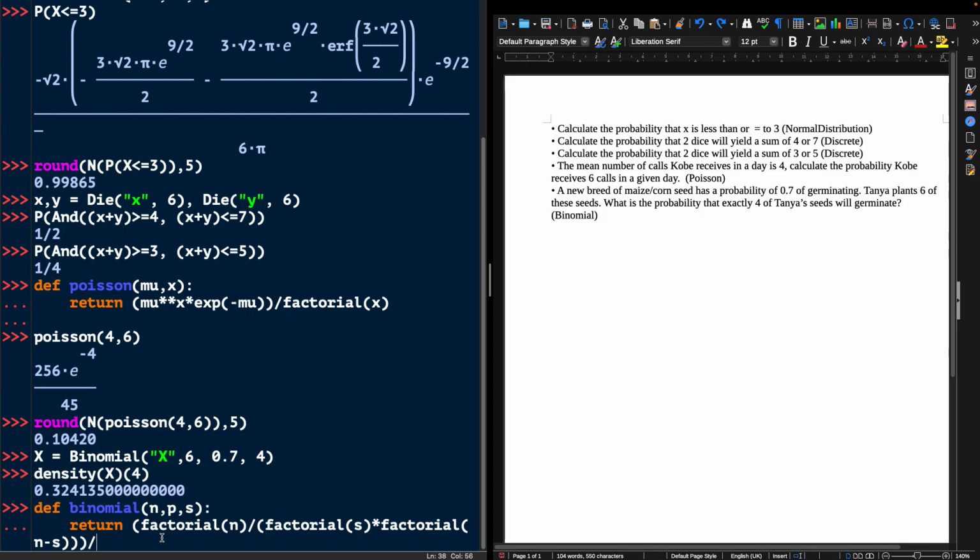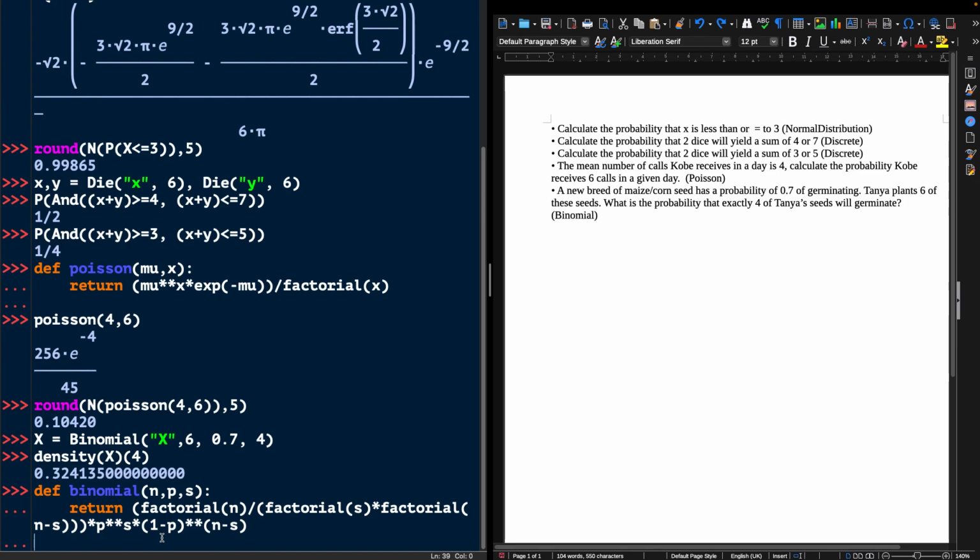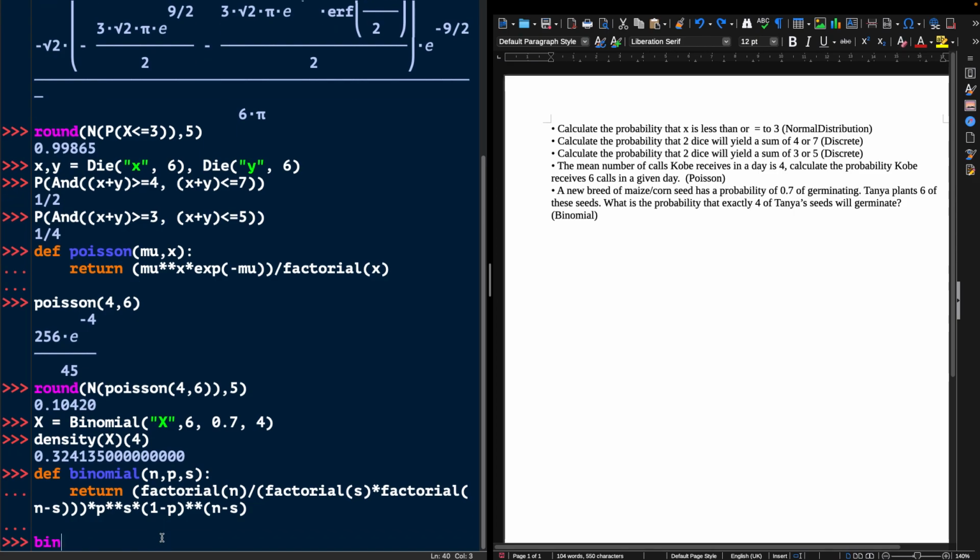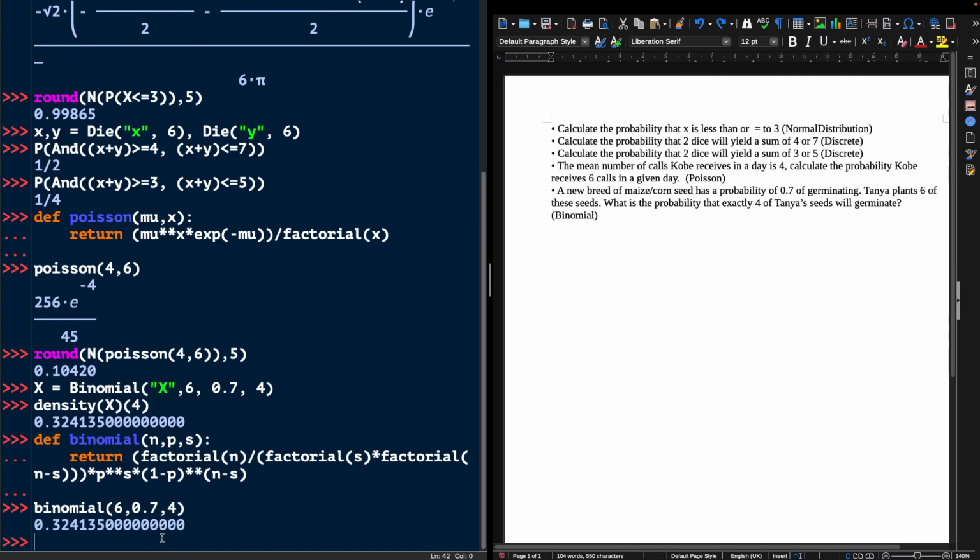Right, and then that's divided, sorry, that's multiplied, so my bad, but p times, not exponentiated, sorry, p exponentiated s, and then times 1 minus p exponentiated n minus s. Right. So binomial, so that'll be 6, 0.7 and then 4. Voila, so there we are. So I just created the binomial formula, you know.